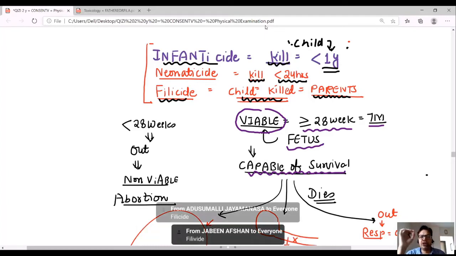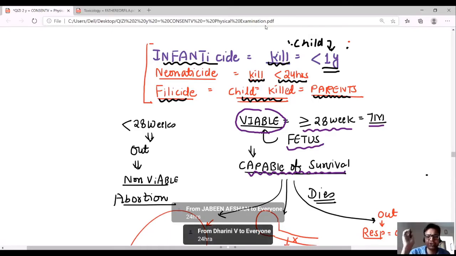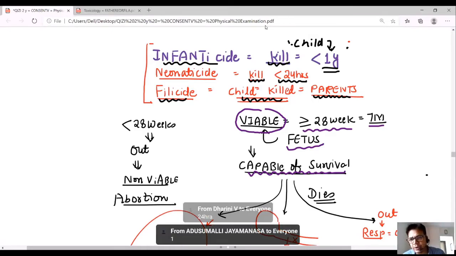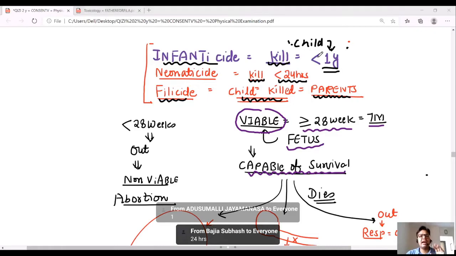Filicide. Neonaticide is killing a child below what age? Yes, 24 hours. Very good. 24 hours. Done. Now, sir, after 28 weeks, fetus is viable.